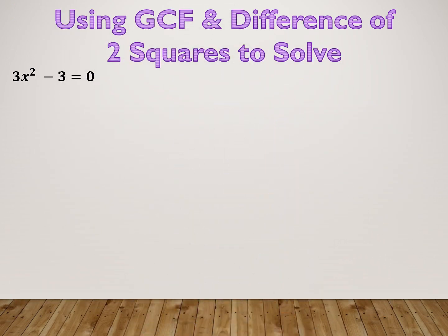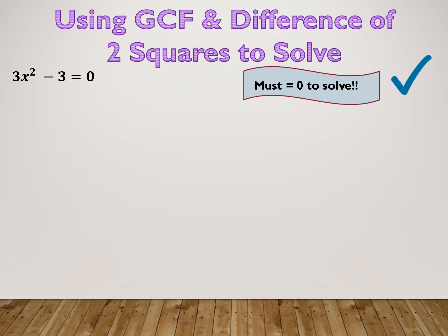Okay, let's talk about using GCF in combination with other methods to solve. So before we do anything, we know the rule. The rule is that it has to equal 0 to solve. Well, this one does, so check, one less step to do. Now let's see. Before you dive into any of the other methods, you always, always, always want to see, can I pull out a GCF? Because if you can pull out a GCF, your factoring is going to be so much easier, so much easier.